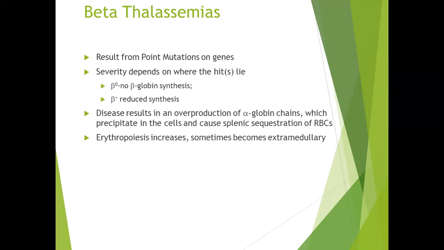circulation, where they couldn't be deformed because of their internal precipitations, and this leads to sequestration and death and destruction. Erythropoiesis increases, sometimes becoming extramedullary, because their oxygen carrying capacity is decreased.